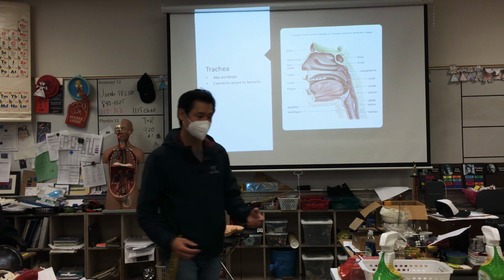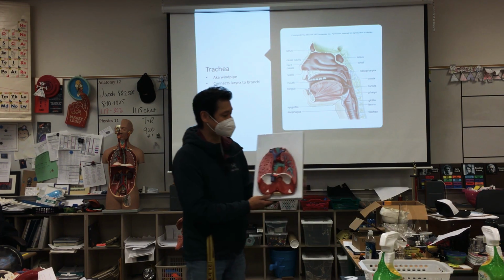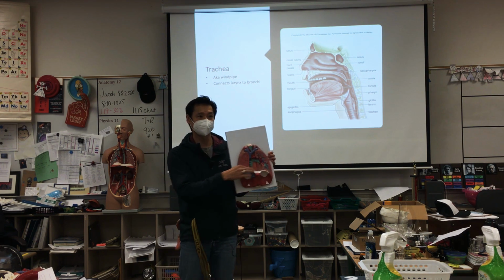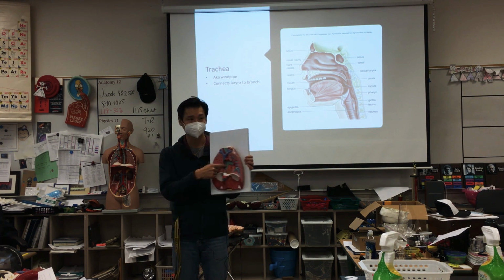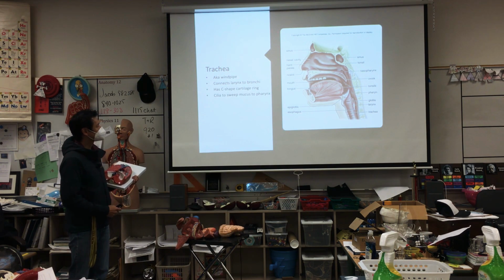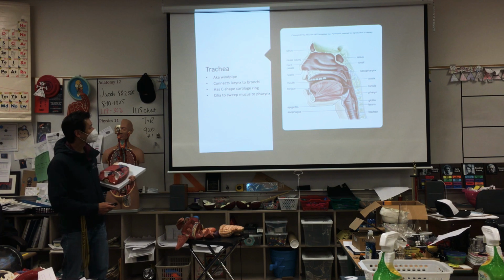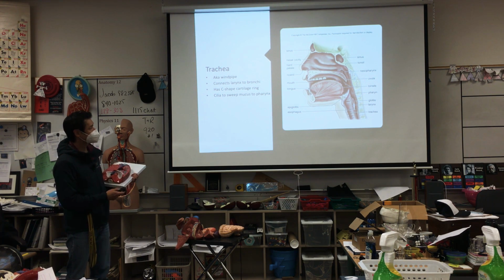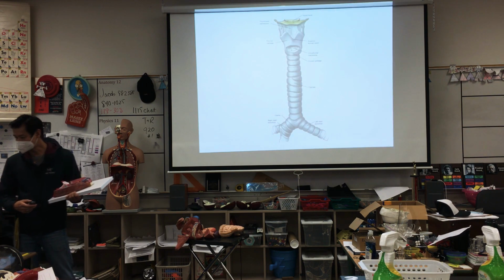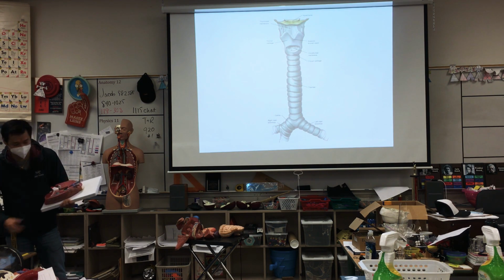So if we go back to our model again, this number 11 is your trachea. And then you can see it branches off into the left and the right bronchi. Okay. So the trachea has C-shaped cartilage rings and cilia, again, to sweep out any mucus that has collected dust and particles like that. Kind of looks like this right there. Okay, so it's got rings.